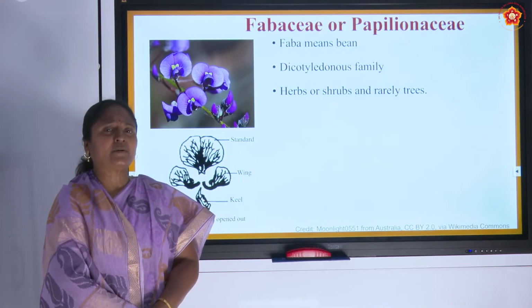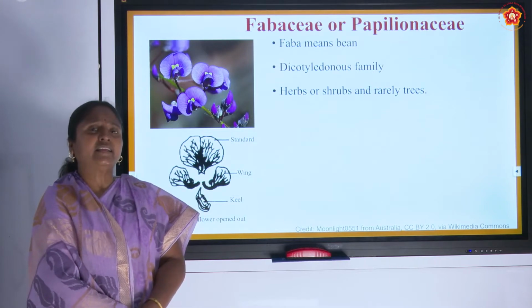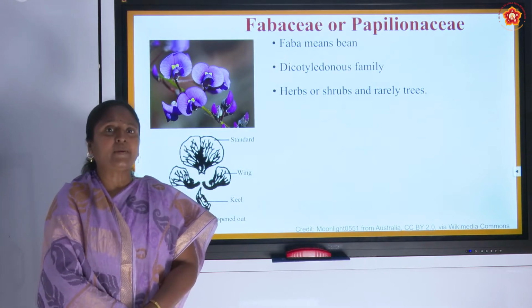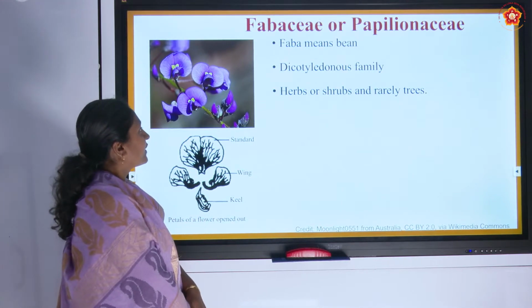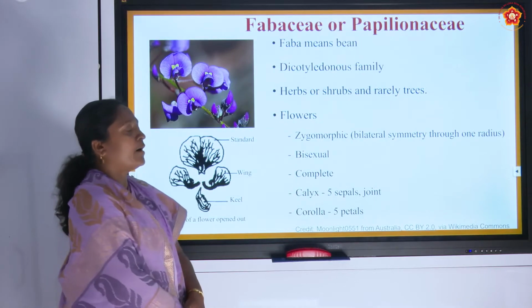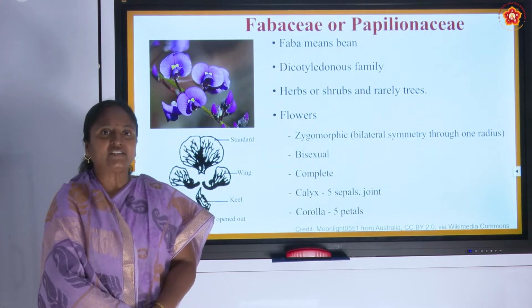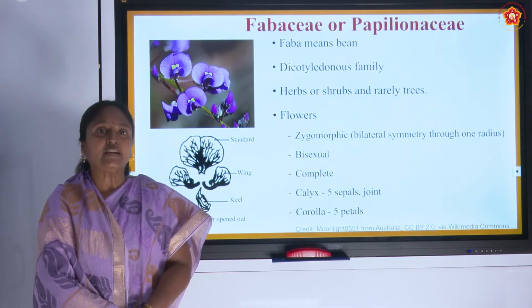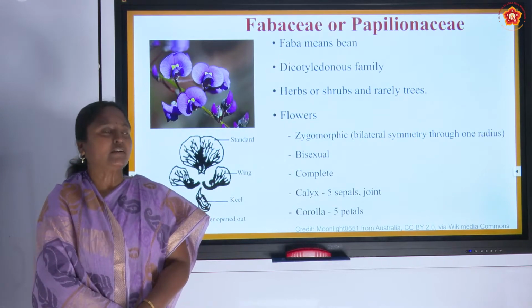Sometimes you can see some of the Fabaceae in your nearby location, like woody plants we can see in our nearby area. When we consider the flower, it is known as zygomorphic. They are bilaterally symmetrical. When we divide the flower into two equal halves, in only one plane we can divide it into two equal parts.